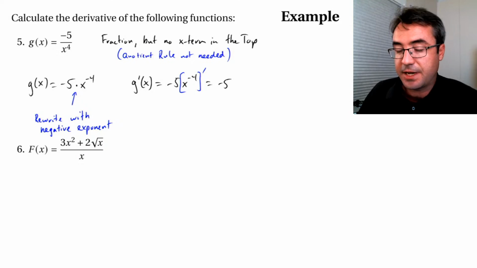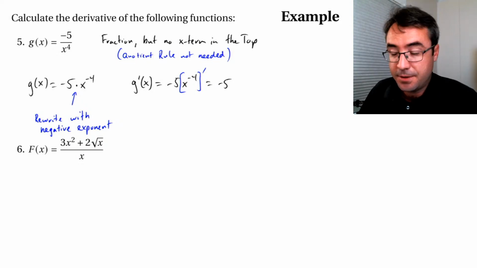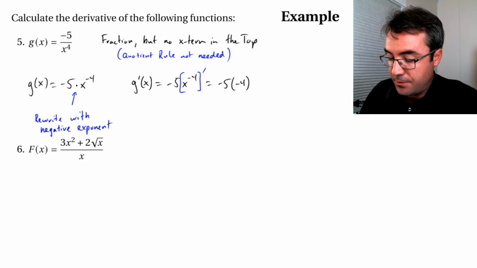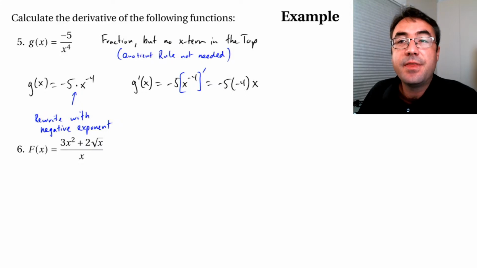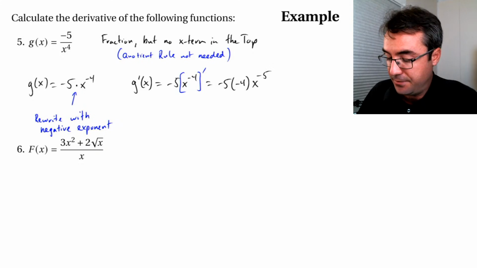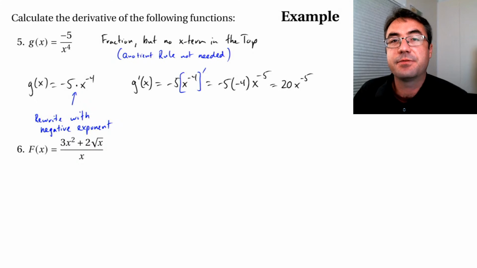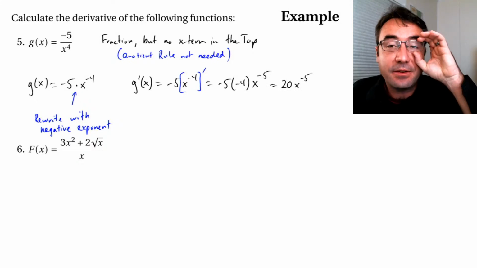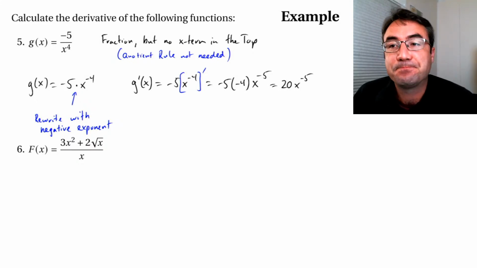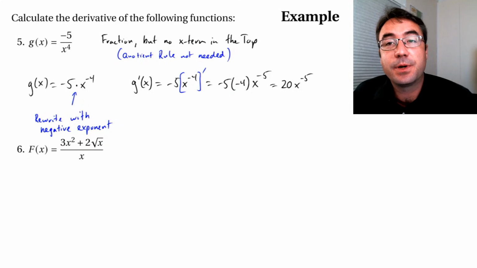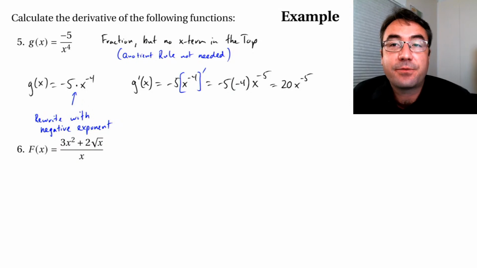So negative 5 is a constant in front, so that just stays in front. The negative 4 we bring down, keep our variable the same, and then we subtract 1 in the exponent to get negative 5. And then if we simplify, we get 20 times x to the minus 5. We multiply the negative 5 with the negative 4 to get 20. And that's it. We're done differentiating, and we didn't have to use the quotient rule because we were able to rewrite that fraction using negative exponents.